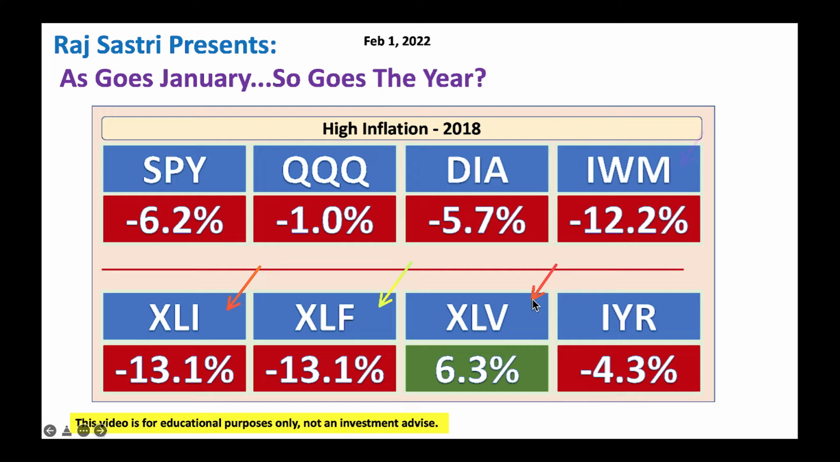Healthcare fared pretty well in 2018 during high inflation environment, up by 6.3%, and even real estate did pretty okay, but still down 4.3%. So we got to be careful. We are heading into high inflation environment. We got to learn from the history and see what's the best way to tackle. So with that, let's jump in and look at the January effect.